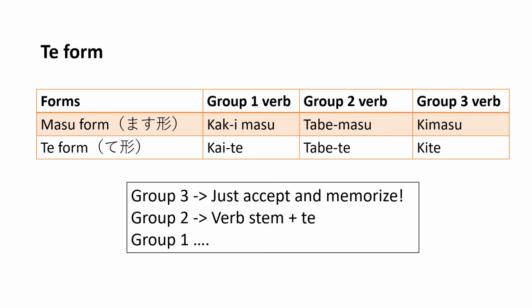Group 1 verb, like 書きます, te form is 書いて. Group 2 verb, 食べます, te form is 食べて. And group 3 verb, 来ます, te form is 来て. When you memorize te form, please start with group 3 verb because there are only 2 verbs, 来ます and します. And their te forms are 来て and して. You've already memorized that, I think. And you move on to group 2. The conjugation is quite simple. If you know the verb stem of group 2, you just need to attach te. That's it. And group 1 verb, it's a little bit more complicated. So I'll go into details.